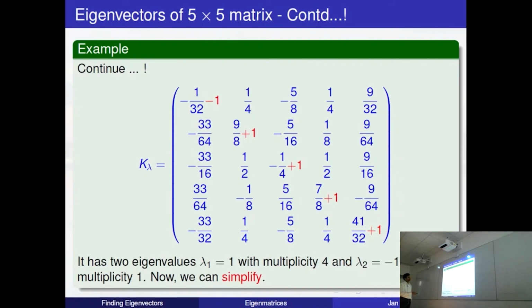What I normally do is, because I need 4 eigenvectors for lambda 1, I pick the last 4 columns and then subtract -1. Subtract -1 means add 1, so you simply add 1 to the diagonal entry. So those last 4 are the eigenvectors of lambda 1 equal to 1. And then lambda 2 with multiplicity 1, you need 1 eigenvector, that means you subtract 1 from the first one. So it's going to be the eigenvector for lambda 2.